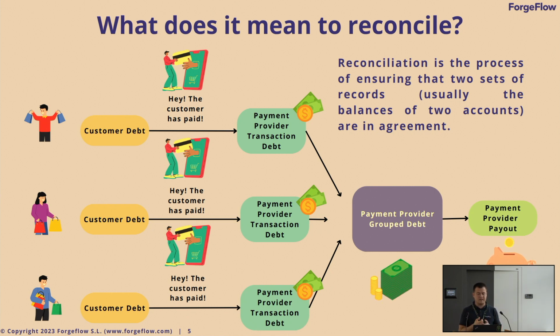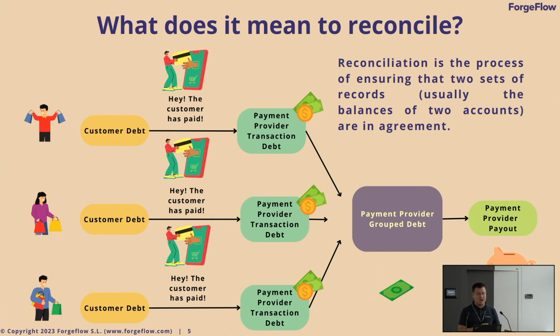What does it mean to reconcile? It means ensuring that two sets of records are in agreement. So at the moment you create an invoice, you create a debt in the customer's debt account. Reconciling this means that the customer has paid and this reconciliation line is in agreement. So what is the structure of the payments with a payment provider? You have all these individual customer debts that you need to check with the payment provider, whether they are paid or not, with information from the payment provider, and reconcile them.